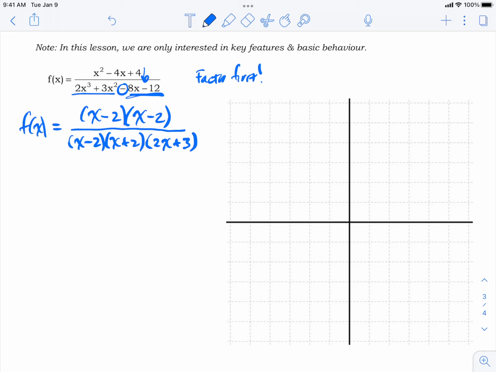Now, I promised you there was something different here, right? There's something different here. If you want to learn a cool sounding phrase, you could call this a removable singularity. What's a singularity? That's when you divide by 0. It's a problem, right? It looks like, oh my gosh, if I put x equals 2, I'm going to divide by 0. Except you're not, because look, it cancels. See? You're not really dividing by 0.